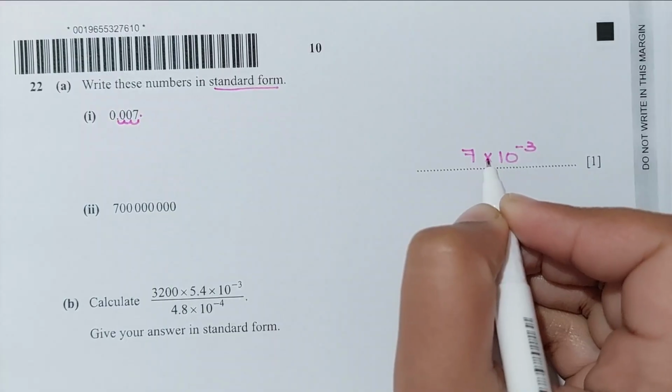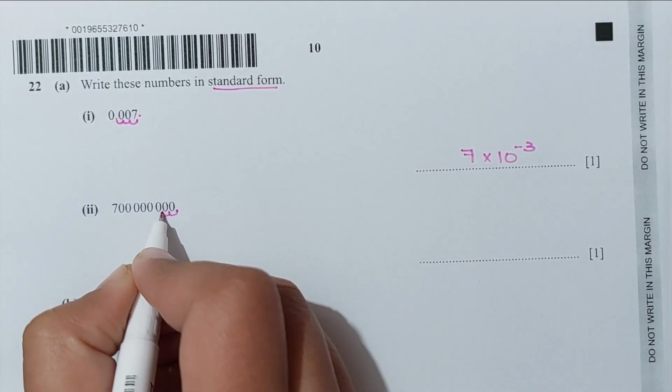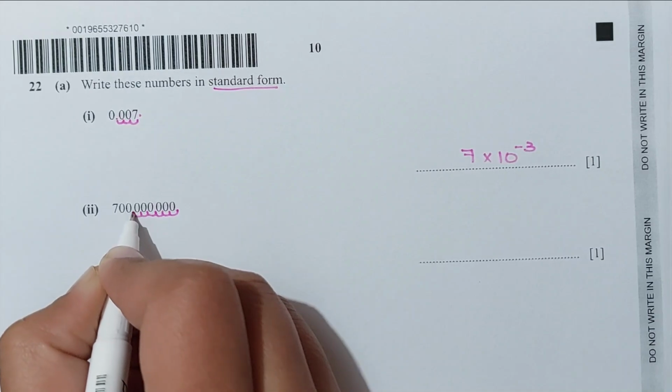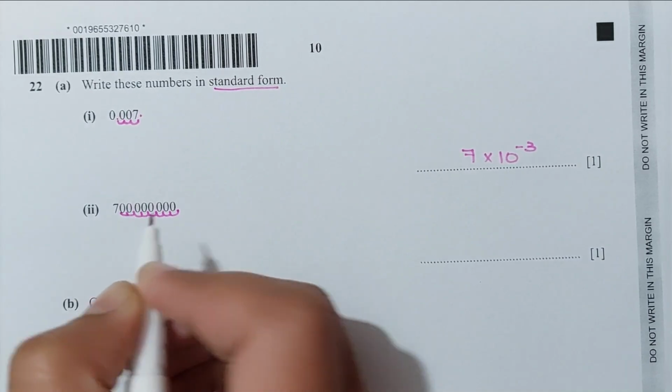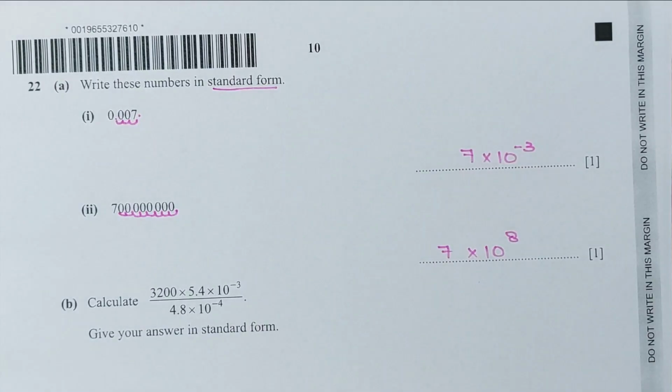Whenever we're moving to the right, we have to use a negative power. And this is 1 unit, 2, 3, 4, 5, 6, 7, 8 units. 7 times 10 to the power 8. We are moving to the left, so we have to put the positive power.